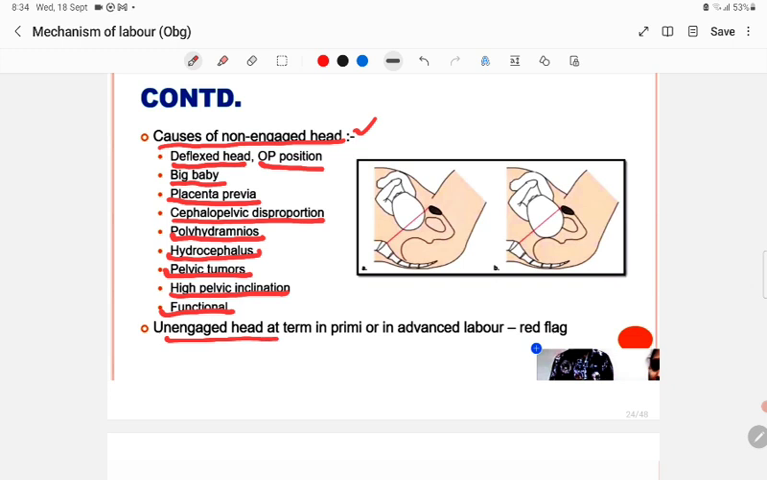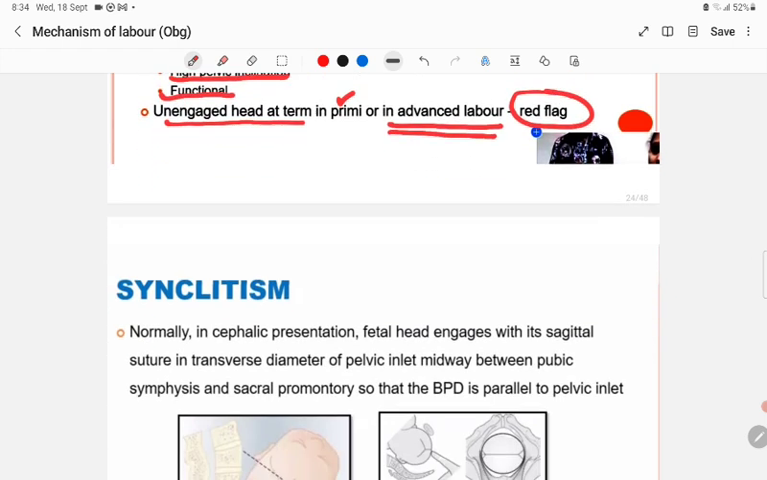A non-engaged head at term in primi: remember, in primi at term or before onset of labor, the head is engaged. So if it is non-engaged at term in primi, or in advanced labor in primi, it is called a red flag sign. So you have to be more cautious.